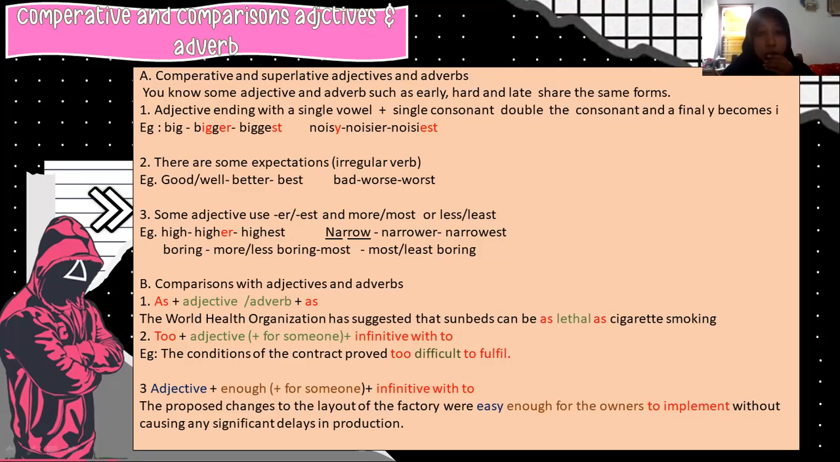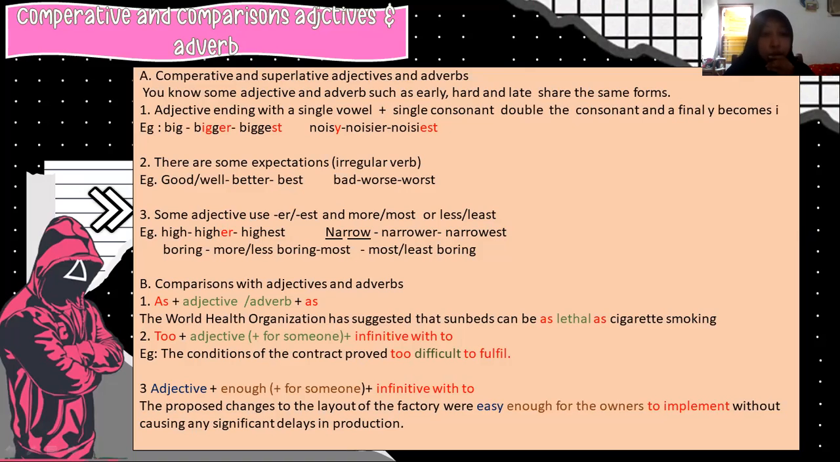B, comparison with adjective and adverb. The first, as, adjective or adverb, and then as. For example, the World Health Organization has suggested that sunbathing can be as lethal as cigarette smoke. The pattern is as, and then adjective, lethal, and then as.